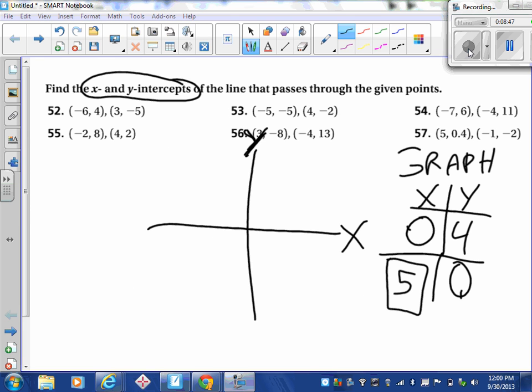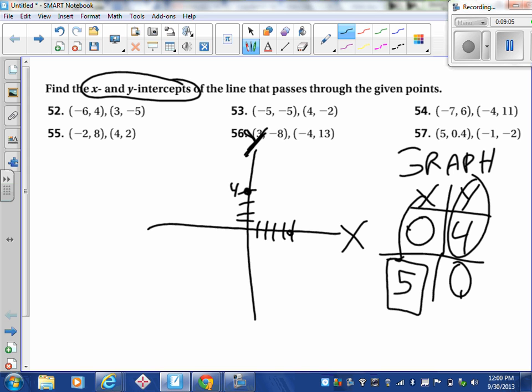So if I want to graph this information, my y-intercept is 4. There's 4 in the y-intercept. And my x-intercept is 5. 5. And then I connect both those points with a line. Now I have my graph.